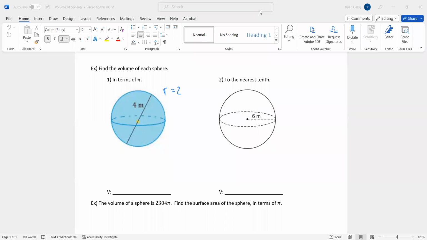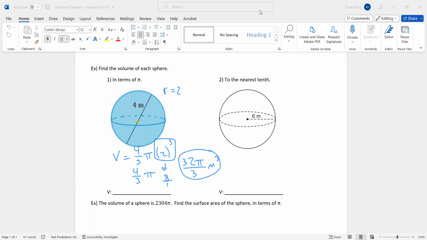Diameter is 4, so the radius is 2. So the volume is 4/3 pi 2 to the third. Well, 2 to the third is 2 times 2 times 2, which is 8. It's not 6. And then I multiply that by 4/3 pi. So that's 8/1. So that's 32 pi. So I'm just multiplying across, 4 times 8, 32 pi over 3. That does not reduce. So 32 pi over 3 meters cubed is my volume.